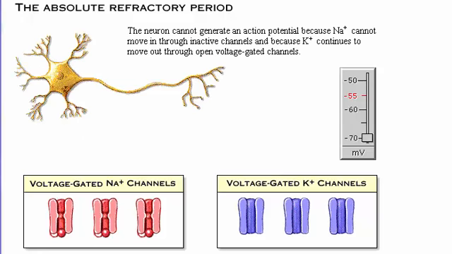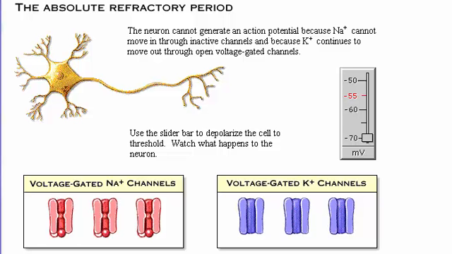The neuron cannot generate an action potential because sodium cannot move in through inactive channels and because potassium continues to move out through open voltage-gated channels. You can prove this statement to yourself by stimulating the cell. Use the slider bar to depolarize the cell to threshold. Watch what happens to the neuron.